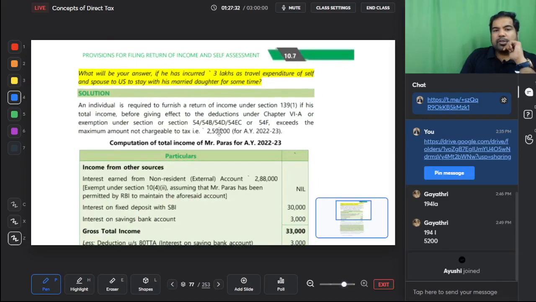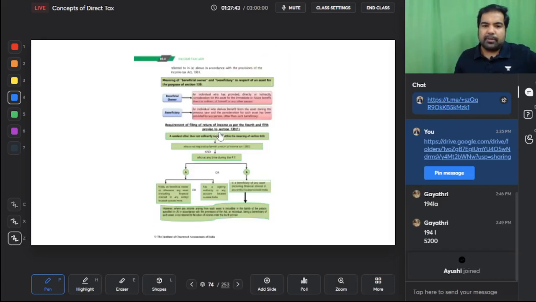What will be your answer if he's incurred 3 lakh as travel of self and spouse to US? So in that case, he's drinking coffee, and hence he will be required to file his return of income. Perfect.